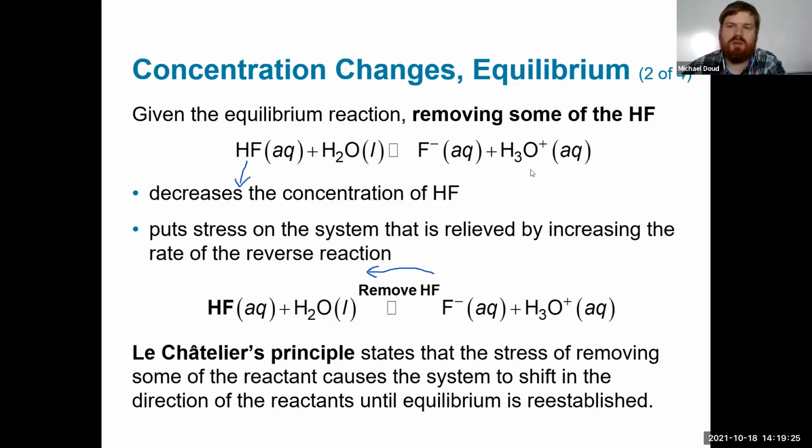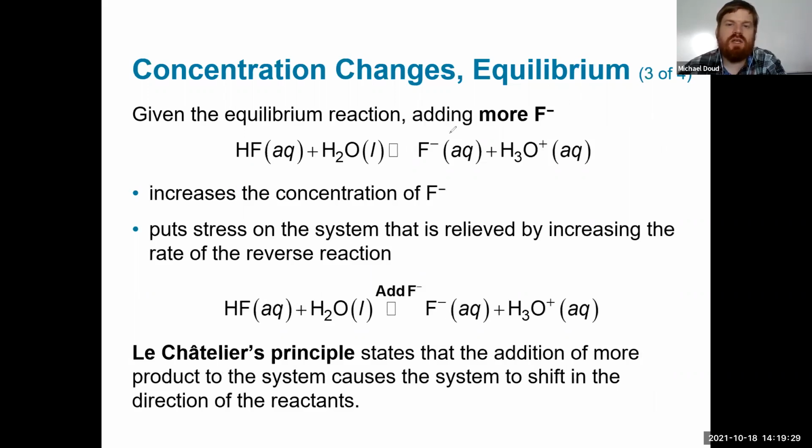Oops, hold on, let me clear those annotations again. Okay, so now if we add more F minus, what's going to happen? If we increase the concentration of F minus, that puts a stress on the system and takes it out of equilibrium. What can we do to consume that F minus? Well, if the reverse reaction increases in pace, more F minus is consumed, producing more HF. So if we increase the concentration of a product, we're going to increase the rate of the reverse reaction.